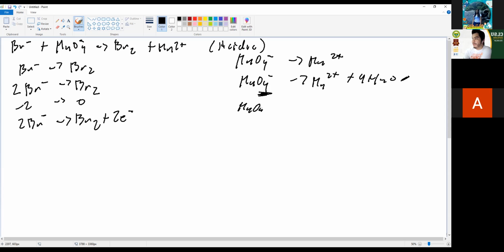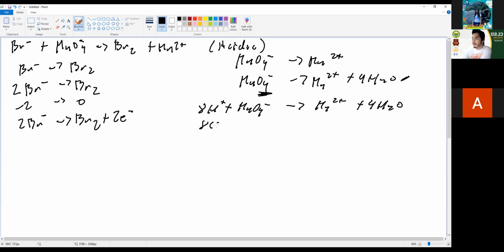So, MnO4 negative will yield Mn2 plus 4 water. Balance yung manganese, balance yung oxygen. You have 8 hydrogen here. So, ang tendency, mag-add tayo ng 8 hydrogen sa right side. Diba? Yan. Ayun na yung trend na sinabi ko kanina. The next, babalance natin electrons.